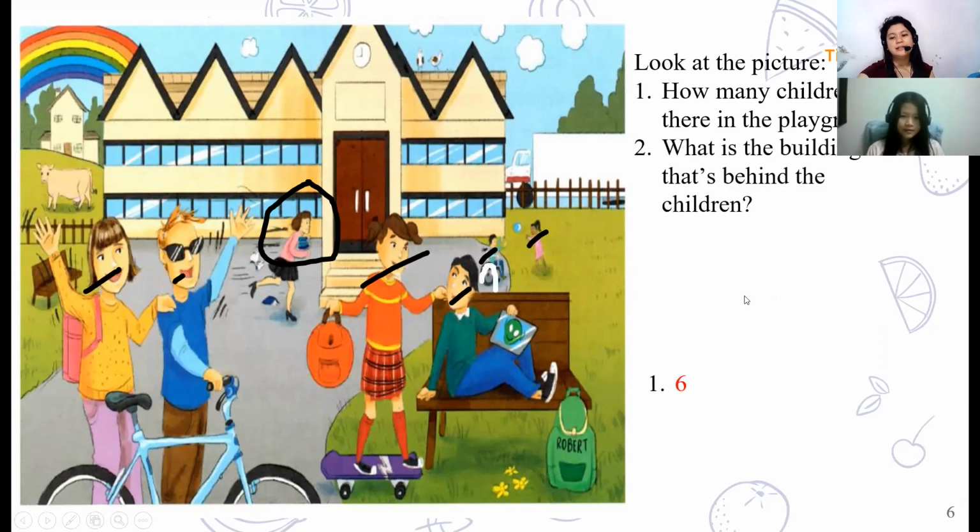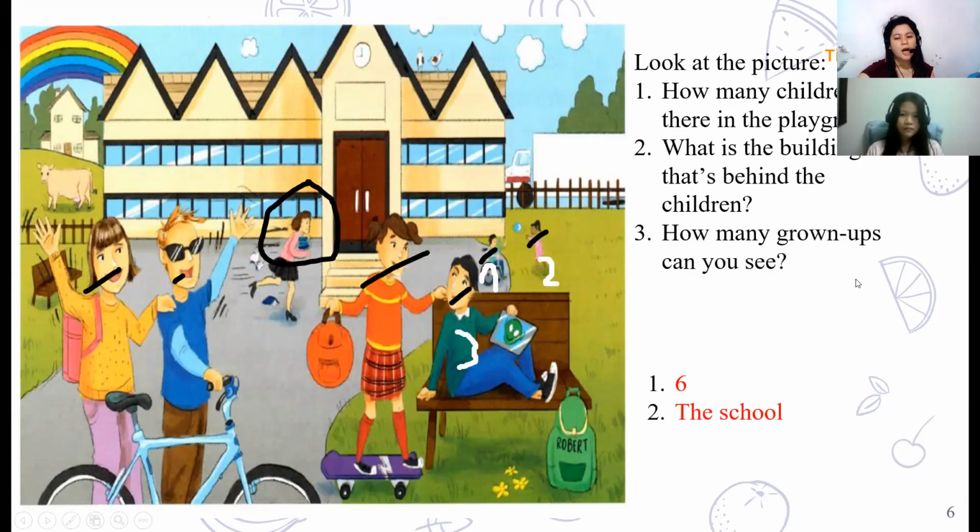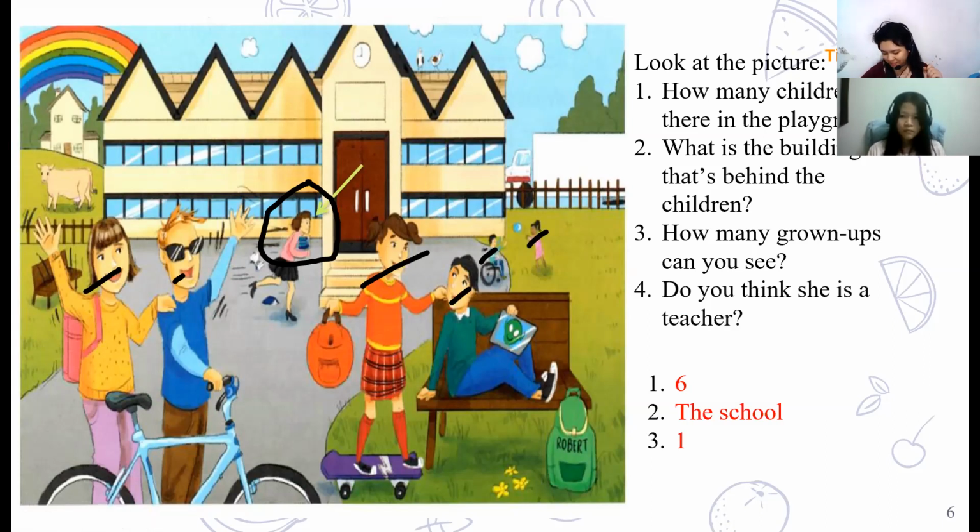Now, what is the building that's behind the children? Maybe the school. Yes, you're right. It's the school. Now, how many grown-ups can you see? One. Yes, there is one. Do you think she is the teacher? Maybe. Maybe yes, maybe no. What's your answer? She looks like a teacher, but I'm not sure. You're not sure. All right, she is the teacher.